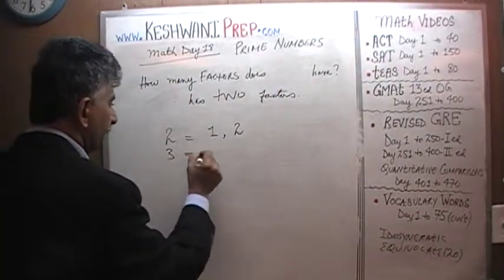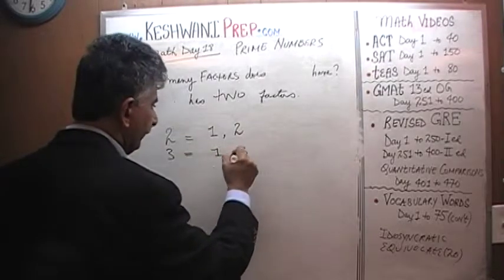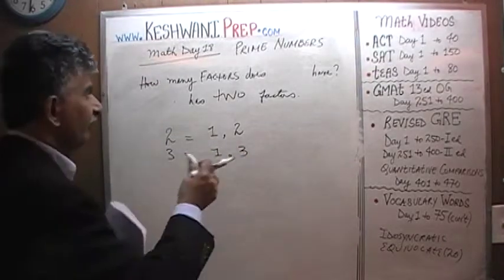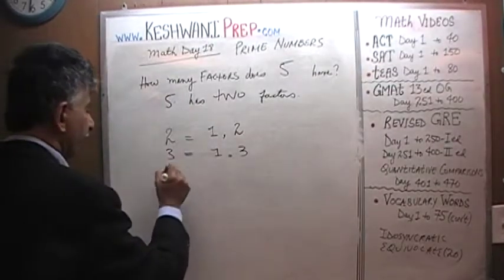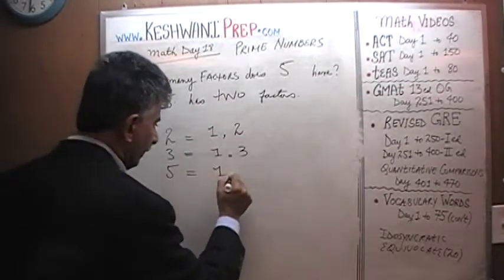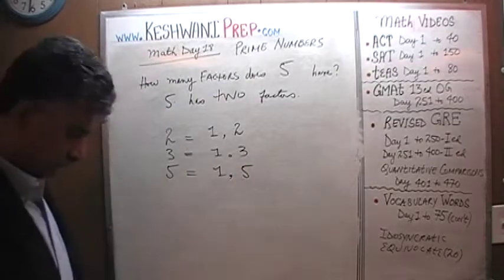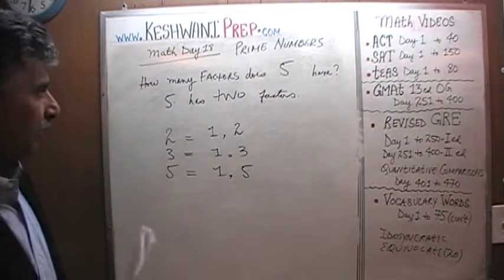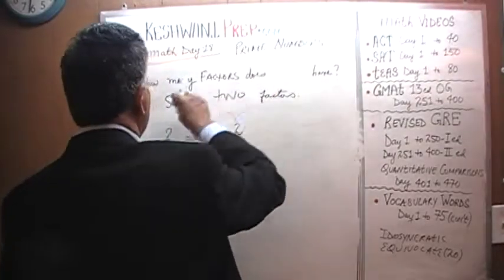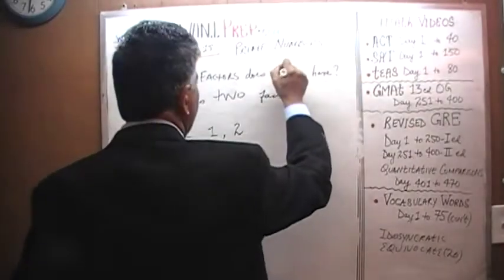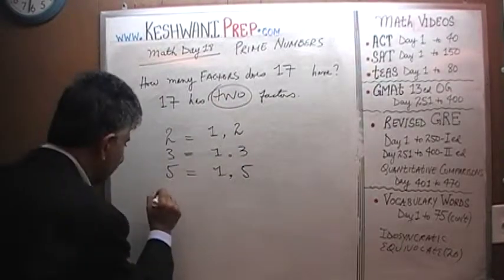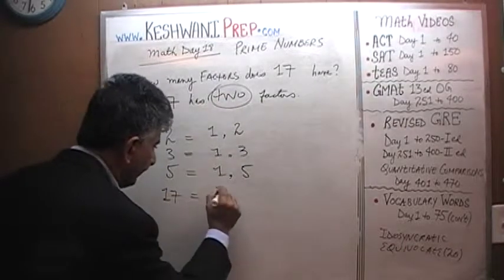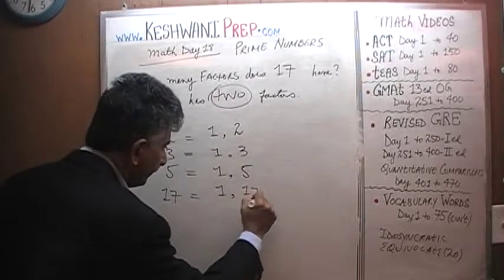3 can be divided by itself and 1. What about 5? How many factors does 5 have? 5 also has only 2 factors. 1 and itself. What about 17? 17 has also only 2 factors. There are only 2 numbers that we can divide 17 by, the 1 and the number itself.